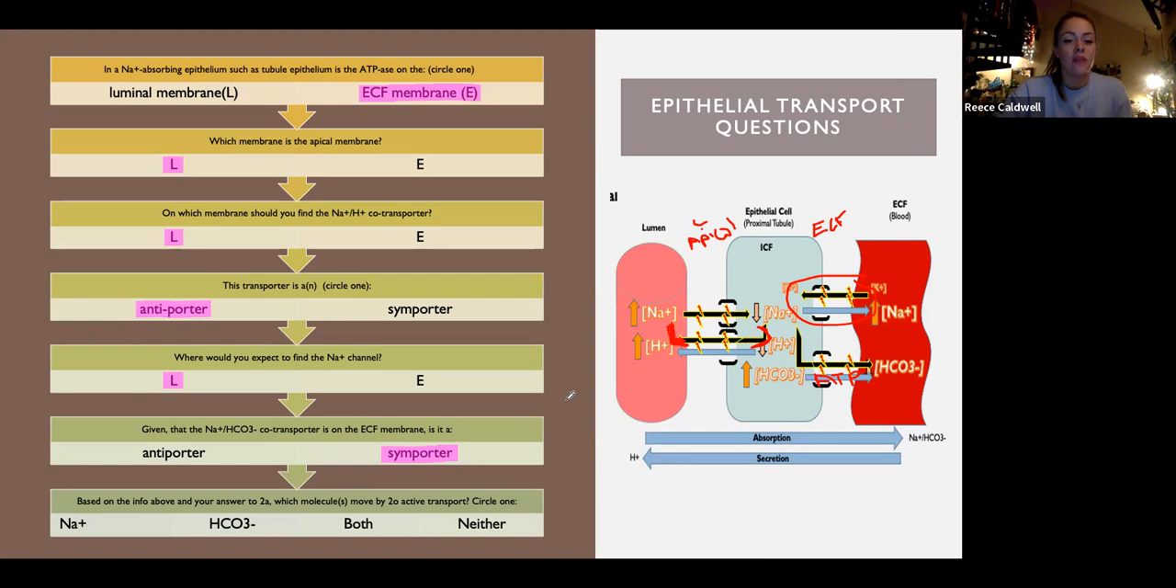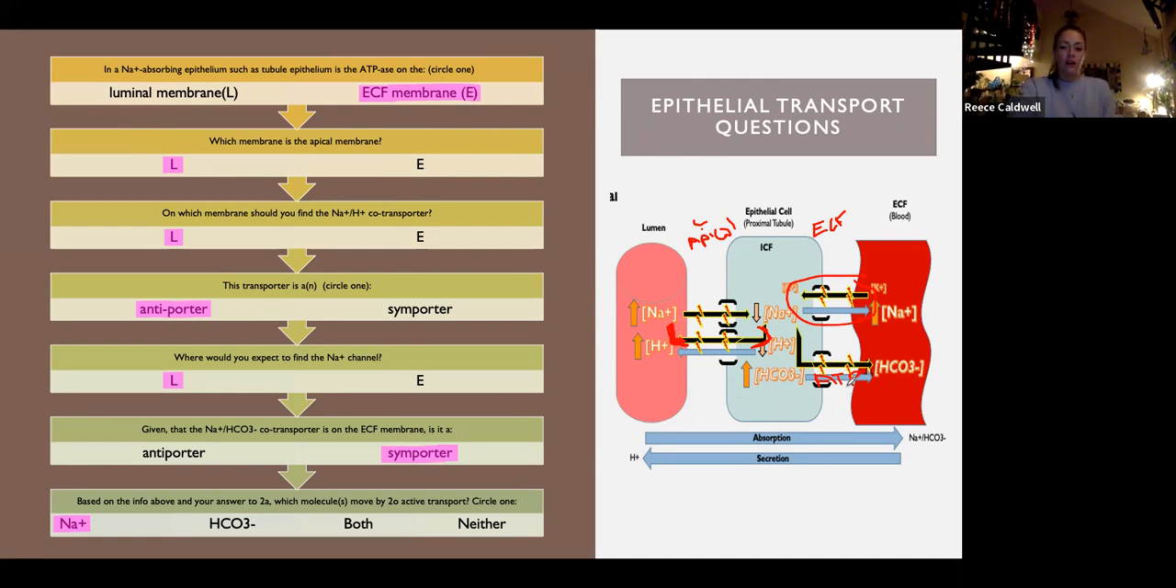Lastly, based on the information above in your answer to 2A, which molecule can move by secondary active transport? That's going to be our sodium molecule. So bicarb moves with passive transport, so not active transport, because it's moving from high to low. However, sodium is being moved from low to high using active transport, specifically secondary active transport.